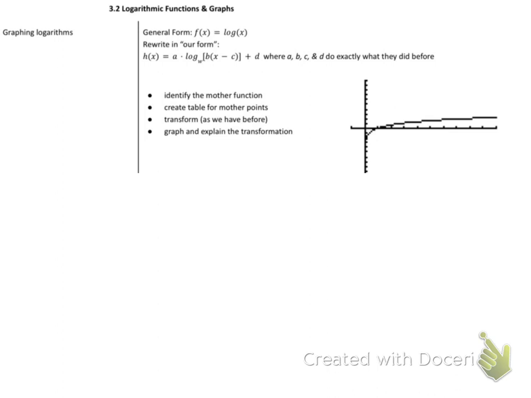So that's the one thing that we're going to kind of focus on right there, is making sure that we have b(x - c). So we want the coefficient on the x to be 1. A, B, C, D do the exact same thing they've always done. It hasn't changed. I'm going to identify the parent function or the mother, create a table.